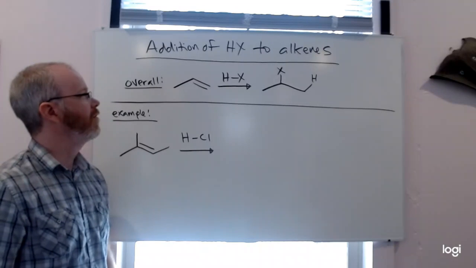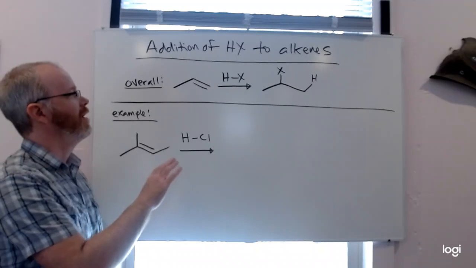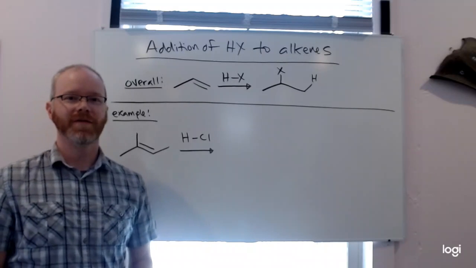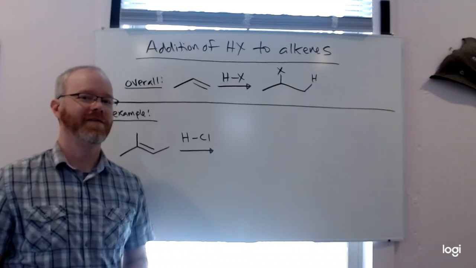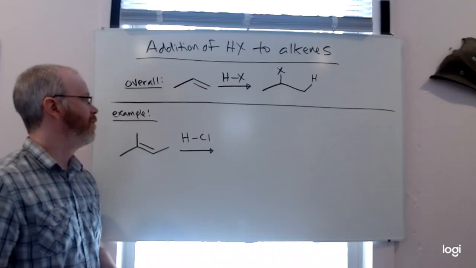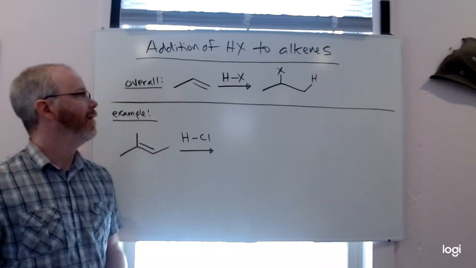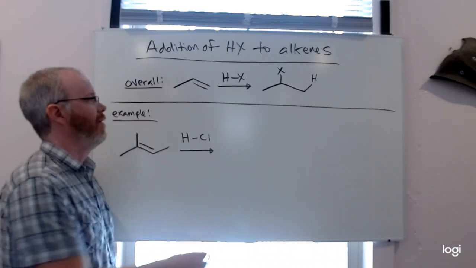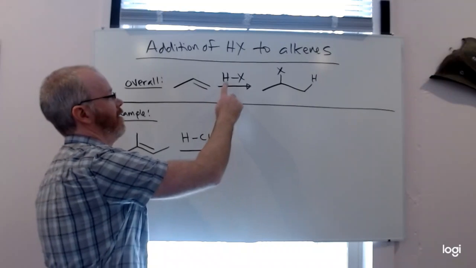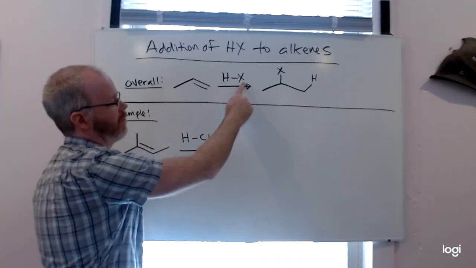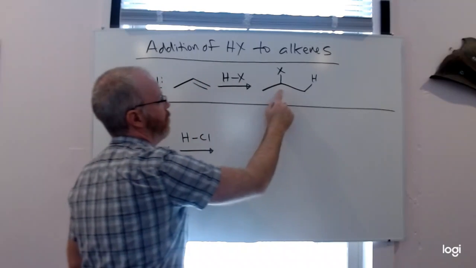So here's another reaction mechanism, the addition of HX to alkenes. This same mechanism can work for a few reactants. This example specifically would be hydrochloric acid or hydrobromic acid. So the X is a halogen in this case. Overall, we're adding hydrogen and another group to either side of the double bond here.